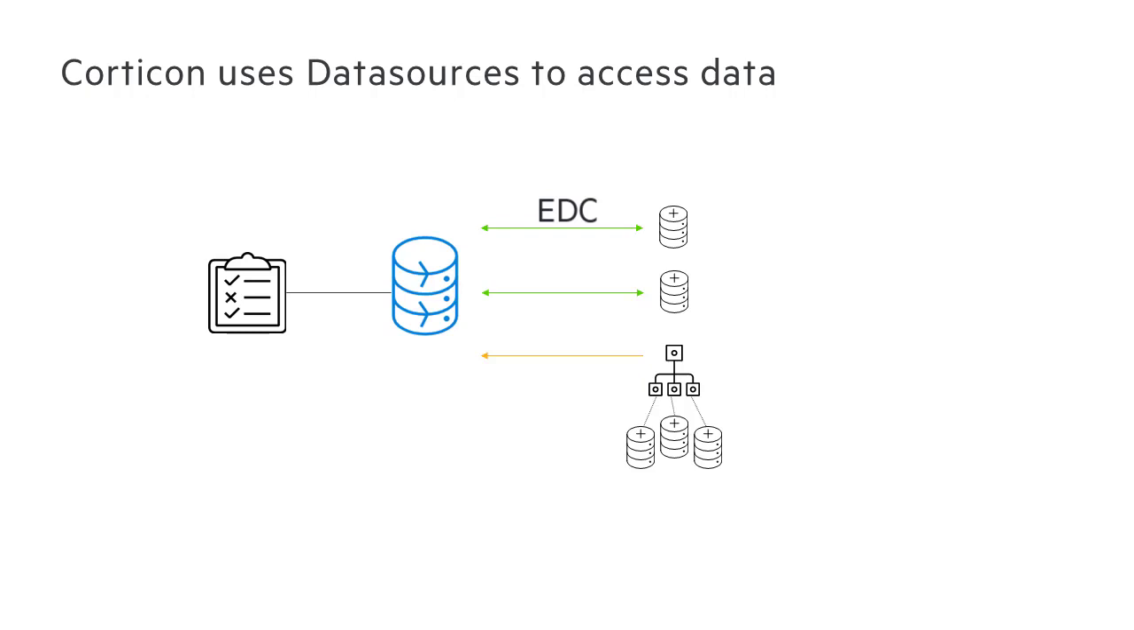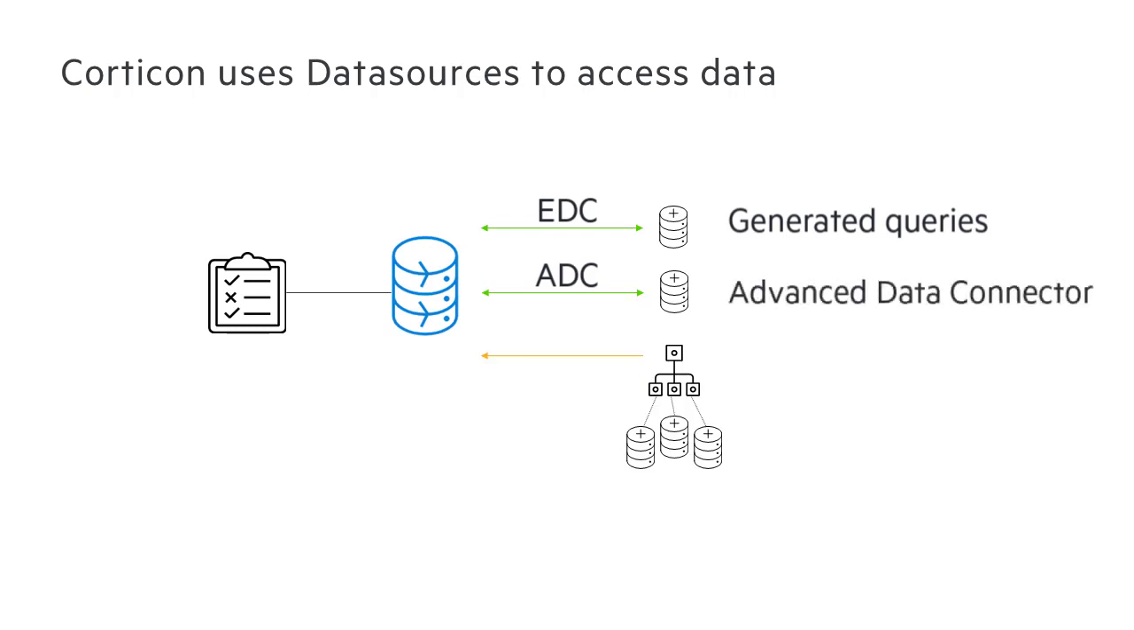EDC is the Enterprise Data Connector, but we call it the Easy Data Connector because it generates the queries needed to access data for your rules. ADC is the Advanced Data Connector. With ADC, you have more control, so you can tune your queries for better performance.